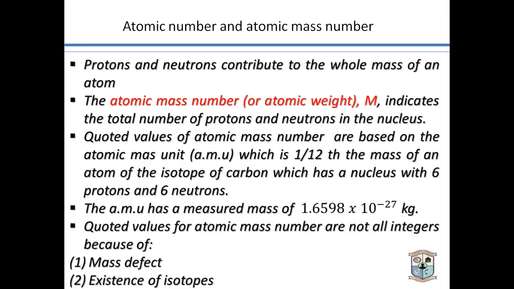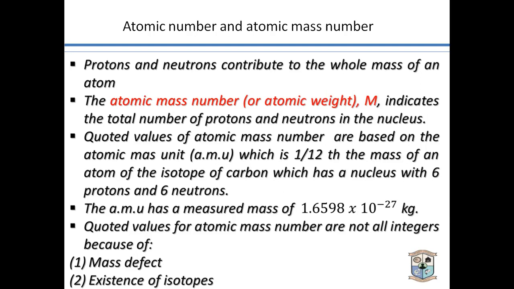Protons and neutrons contribute to the whole mass of an atom. That's, like we said, the mass number. That is the mass of protons and neutrons. The atomic mass number or the atomic weight, M, indicates the total number of protons and neutrons in the nucleus. So there are quoted values of atomic mass number, which are based on the atomic mass unit, or the AMU, which is 1/12 the mass of an atom of the isotope of carbon which has a nucleus with 6 protons and 6 neutrons.